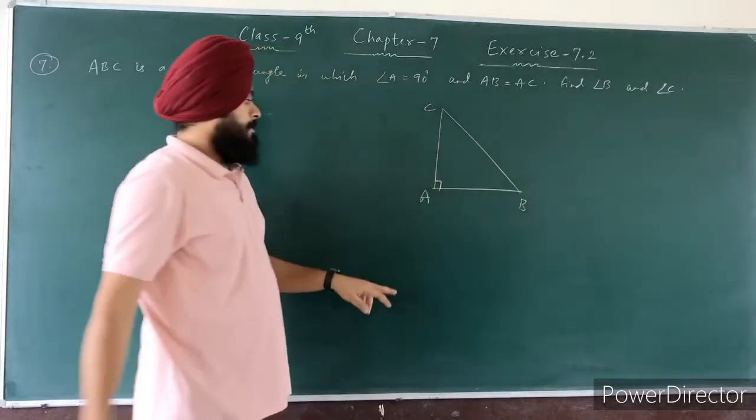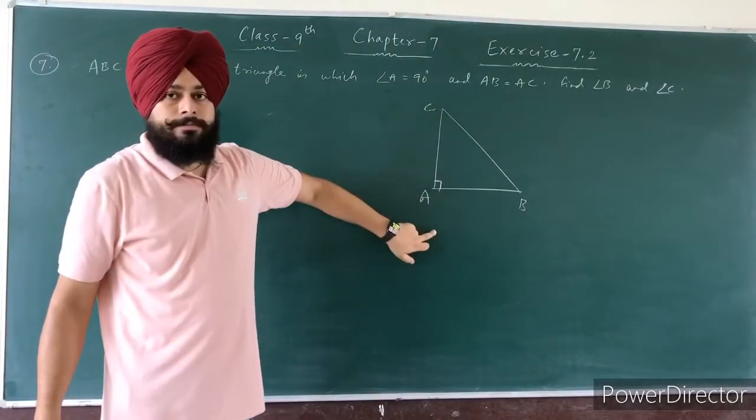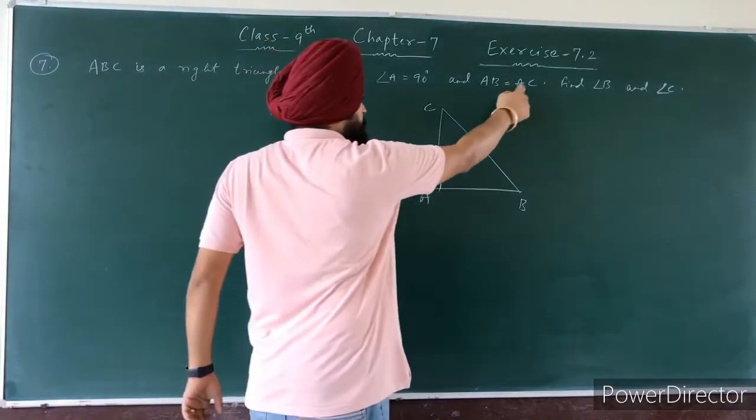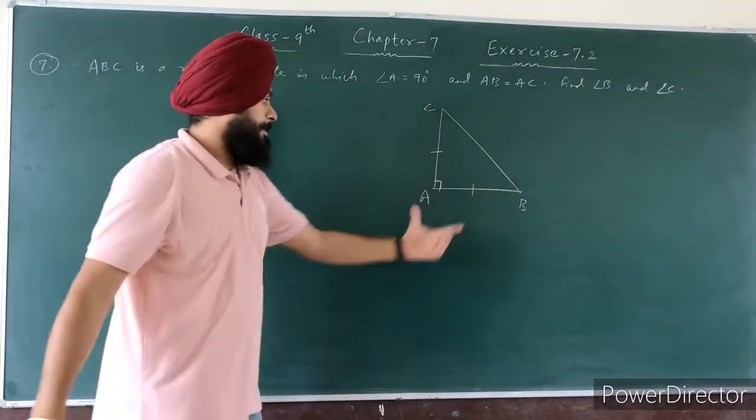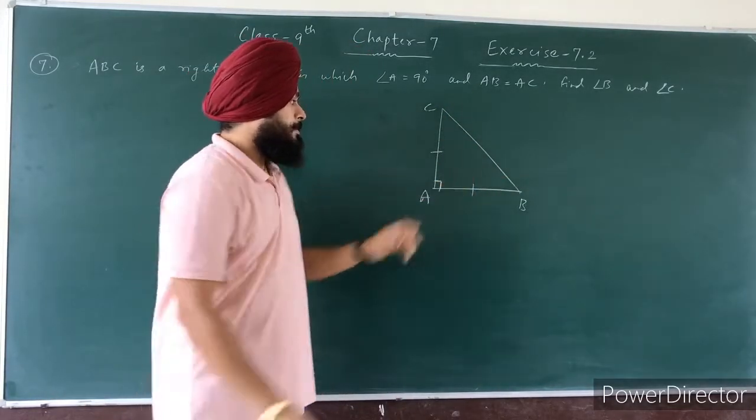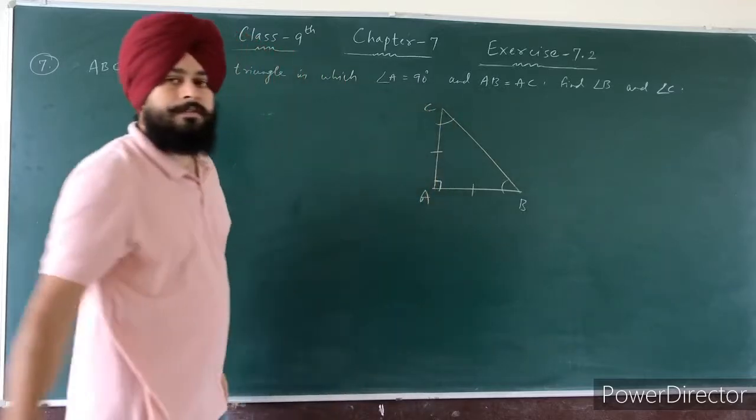ABC. So angle A is of measure 90 degrees. And the side AB is equal to AC. You have to find the value of angle B and angle C.